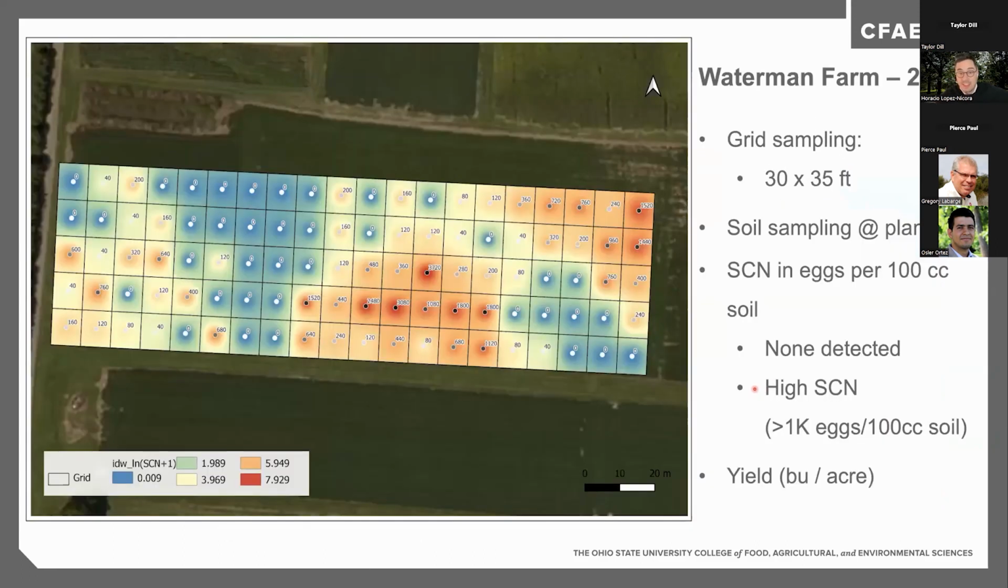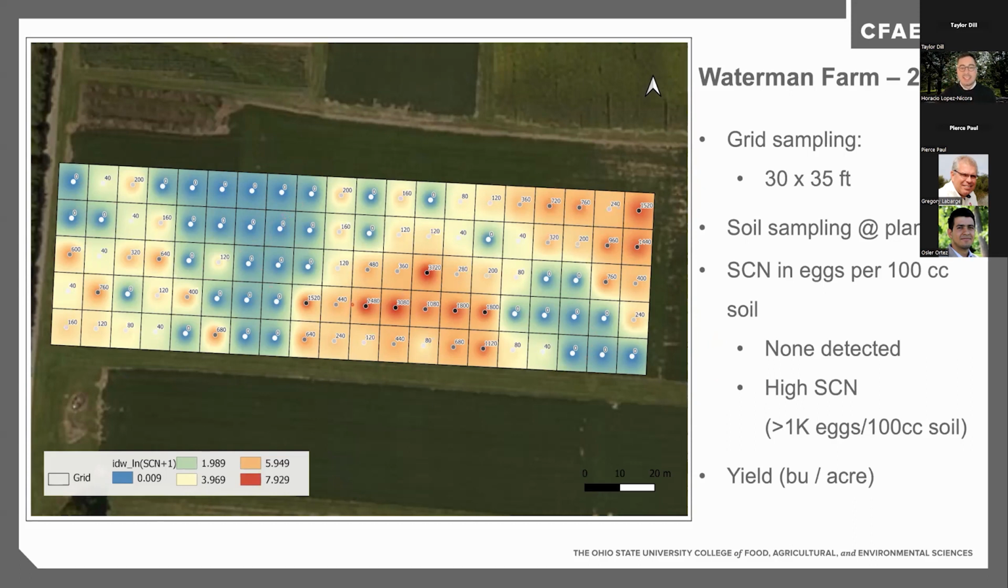To prove to ourselves that this is happening and continues to happen, in 2021, in one of our research stations, we threw a grid and we sampled each of these 100 quadrants and collected soil samples at planting. We detected areas with high levels of soybean cyst nematode in these red quadrants. So we have 1,000, 2,000, more than 3,000 eggs per 100 cc of soil, and areas where we did not detect soybean cyst nematode at all.